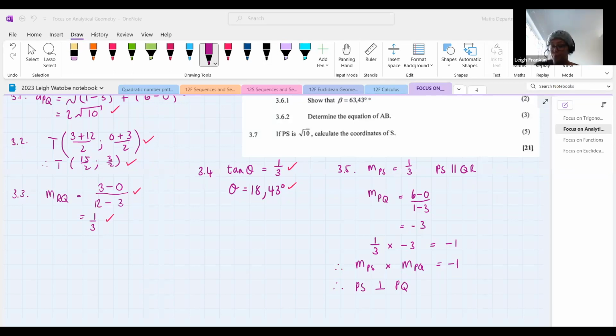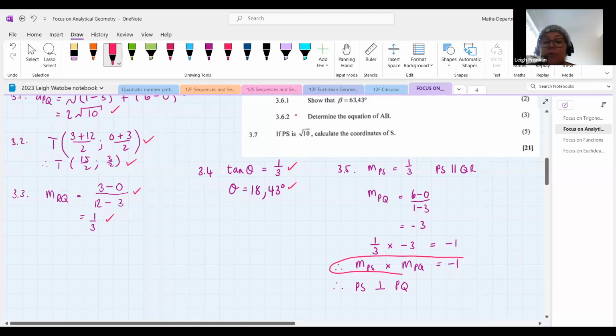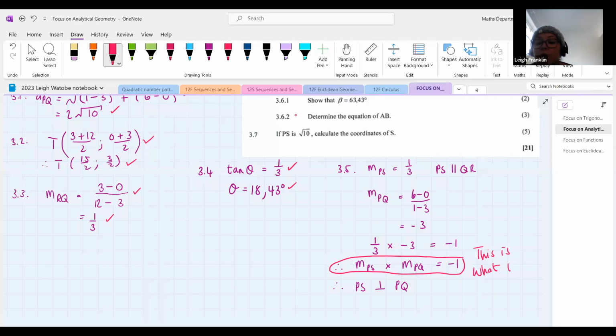Right, so if they ask you to prove that lines are perpendicular, you do it by showing that the product of their gradients is -1. So you've got to work with the gradient of PS and PQ separately. You cannot write this. So this bit over here does not get written first. This is what we are proving, and it does not come first. Is everybody happy with that?